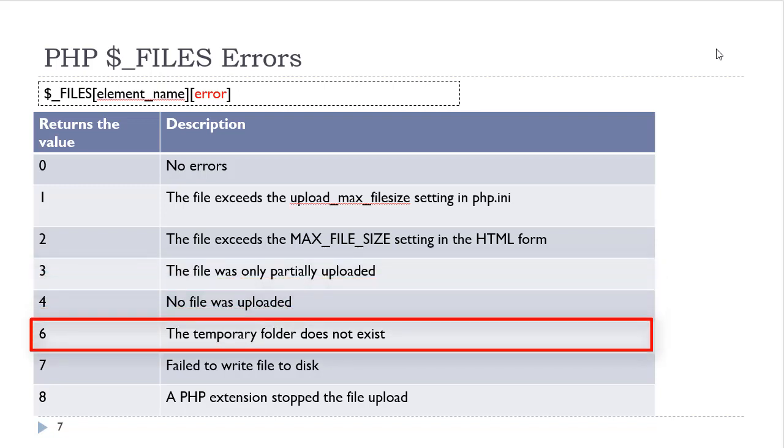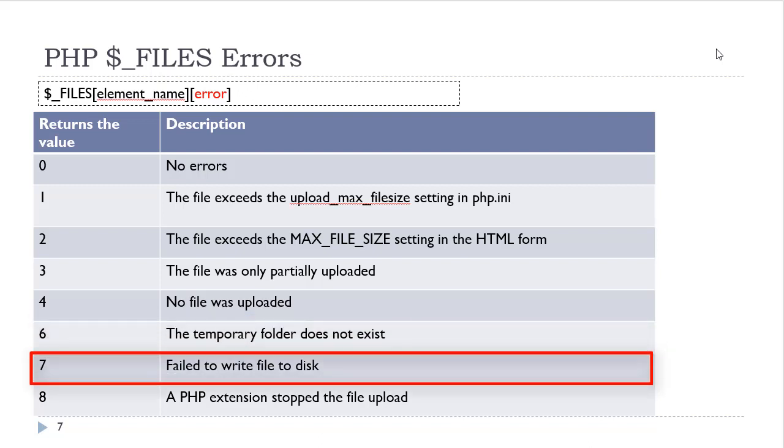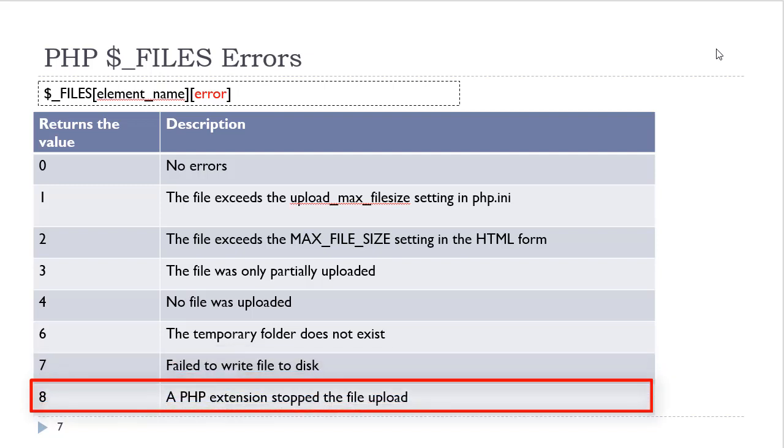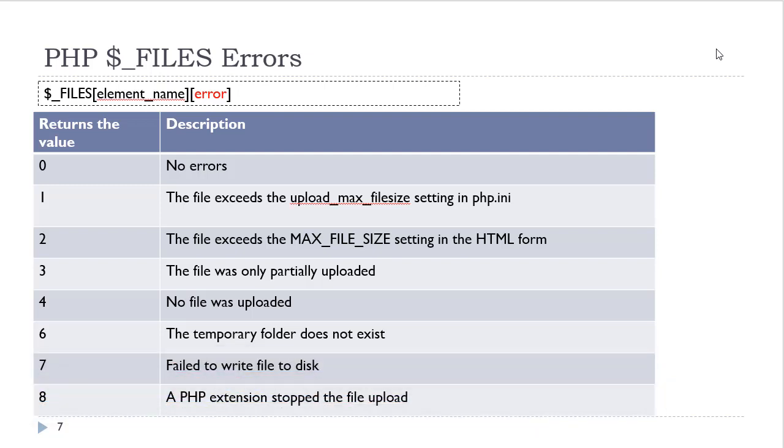6, the temporary folder does not exist. Notice we skipped 5. I don't know why. That's in the PHP documentation. 7, it failed to write to the disk. And 8, some PHP extension stopped it. The most useful one would be knowing if it returned the value of 0. If it does return 0, we know that there are no errors and the file was successfully uploaded.